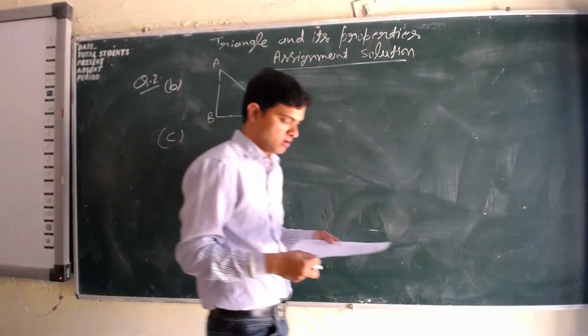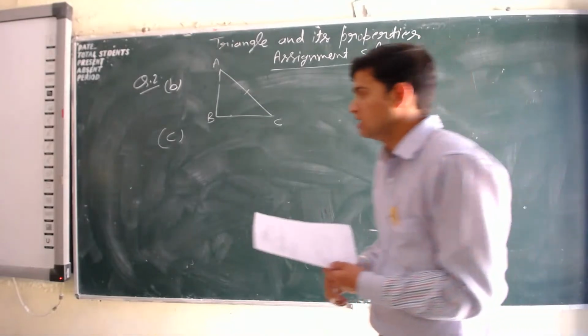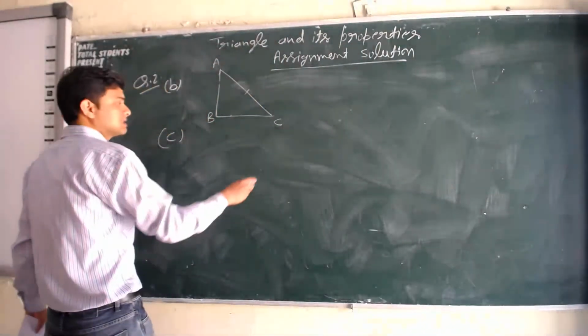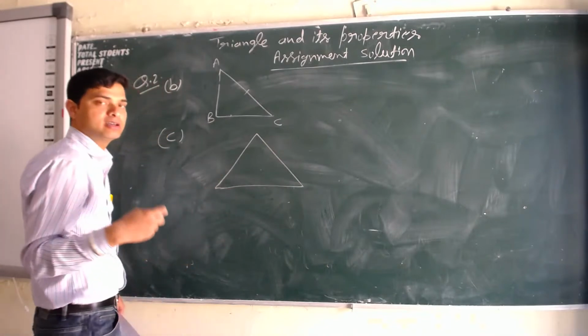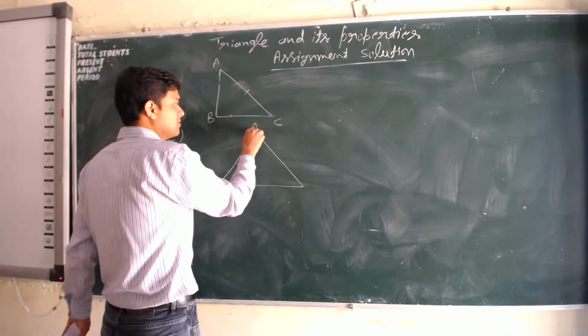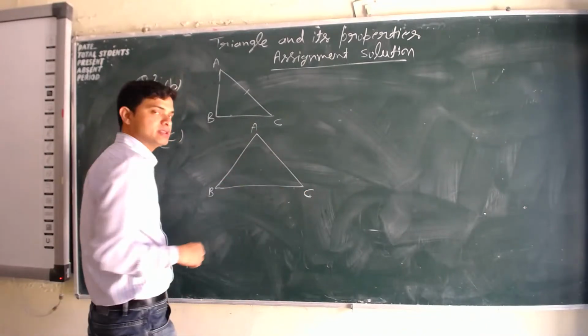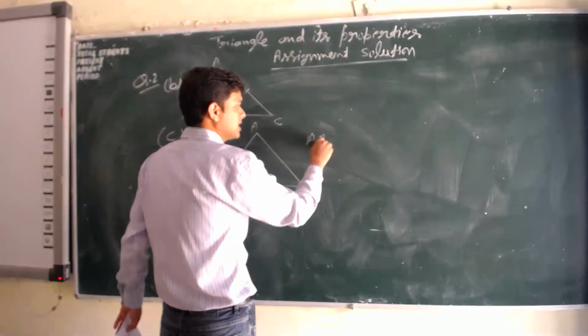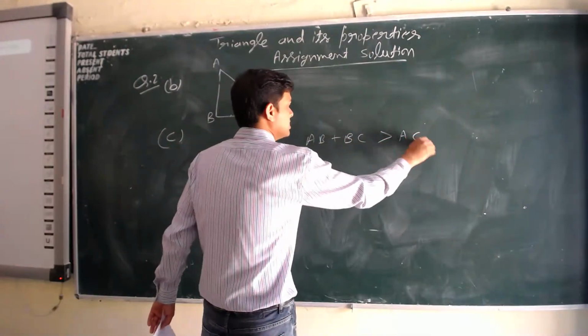Okay, next one, C part. Property of the length of the sides of a triangle. Okay, you know that the sum of any 2 sides is always greater than the third side. ये बताइए आपको. If we consider a triangle, then the sum of any 2 sides AB plus BC is always greater than AC.